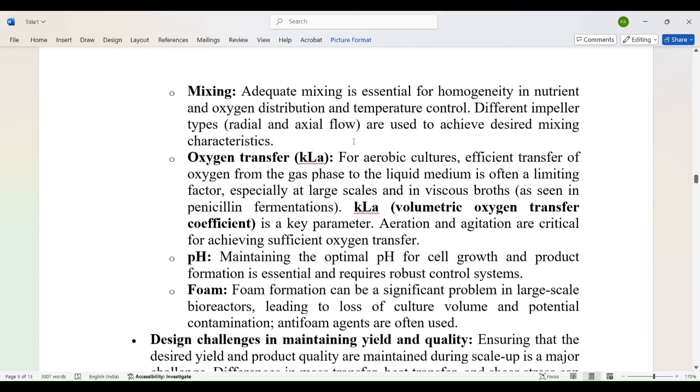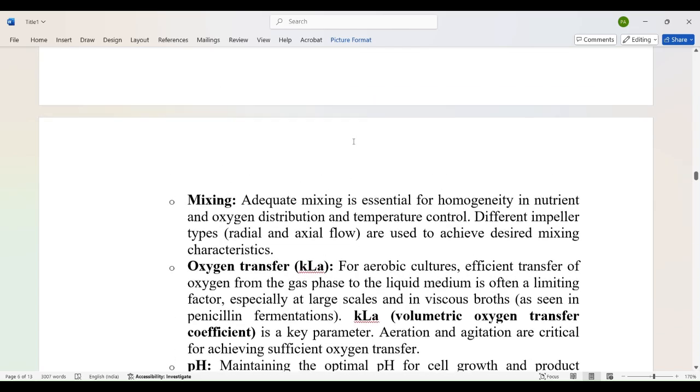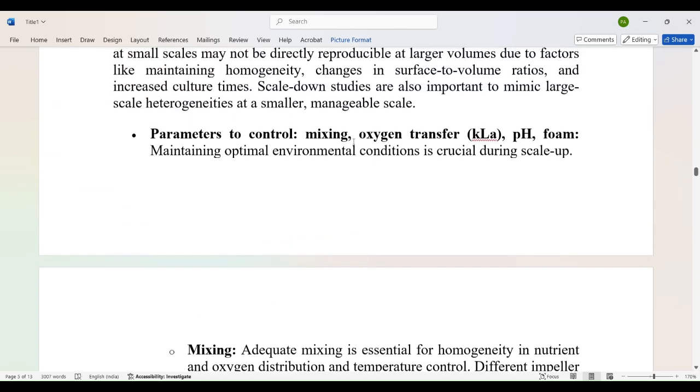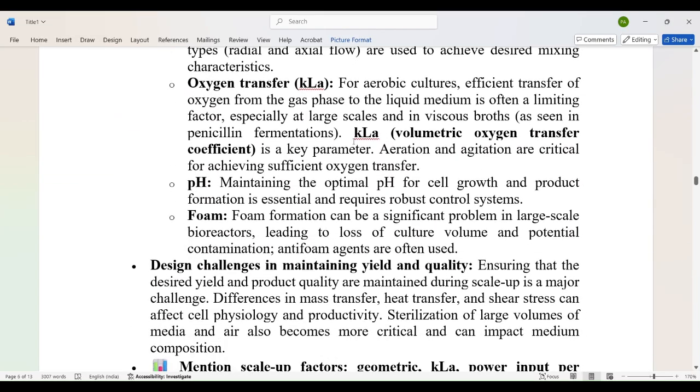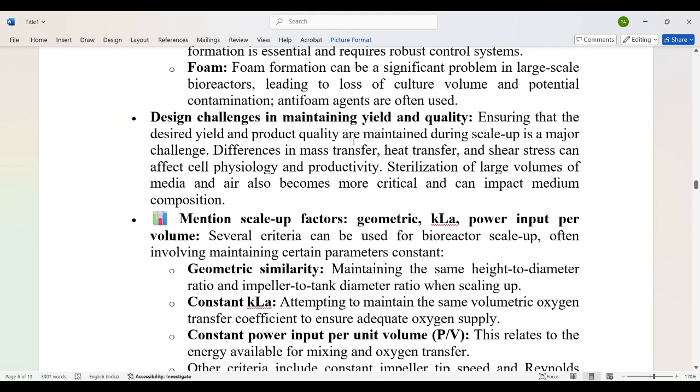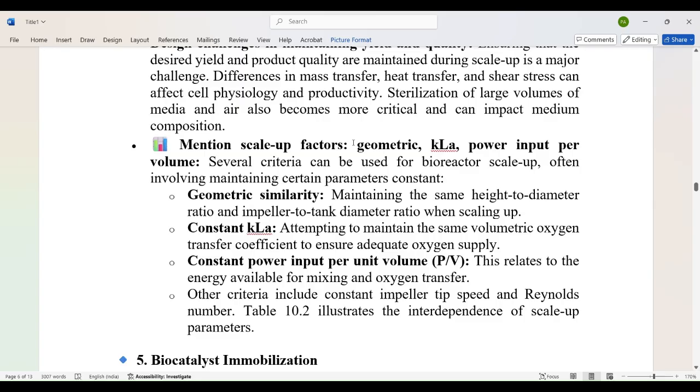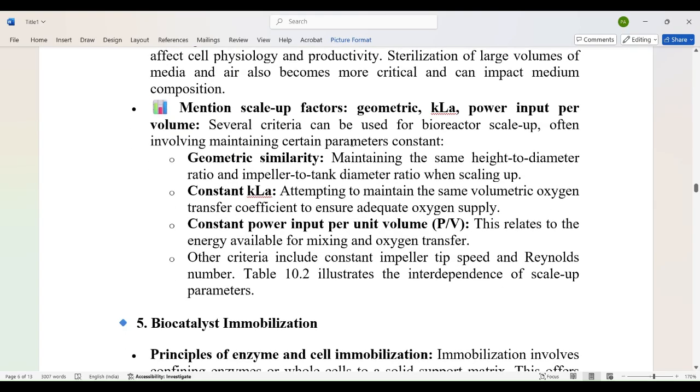These are the different parameters that need to be considered when you design a scale up process for any biological product, right? So you need to understand the power input per unit volume of broth, and constant KLA, that is oxygen transfer rate. KLA means oxygen transfer rate. There are two terminologies, my dear students, here. One is oxygen transfer rate, another is oxygen uptake rate.